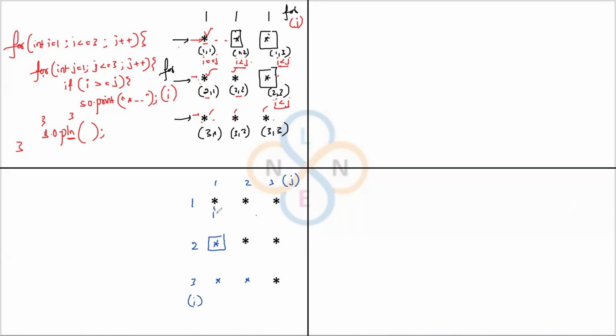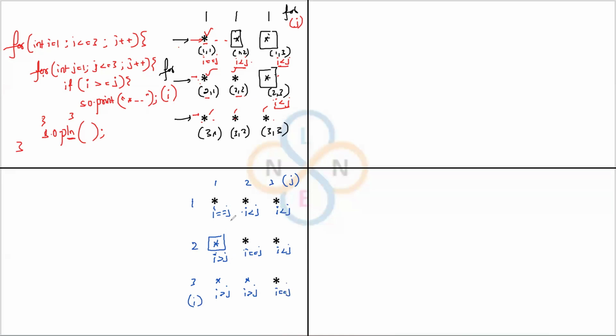So first, 1 comma 1, i is equal to j. Then 1 comma 2, i is less than j. Then here also 1 comma 3, i is less than j. Then here 2 1 position, right? 2 1, i is greater than j. Then 2 2, i is equal to j. Then here 2 3, i is less than j. Similarly 3 1, i greater than j; 3 2, i greater than j; and 3 3, i equals j.